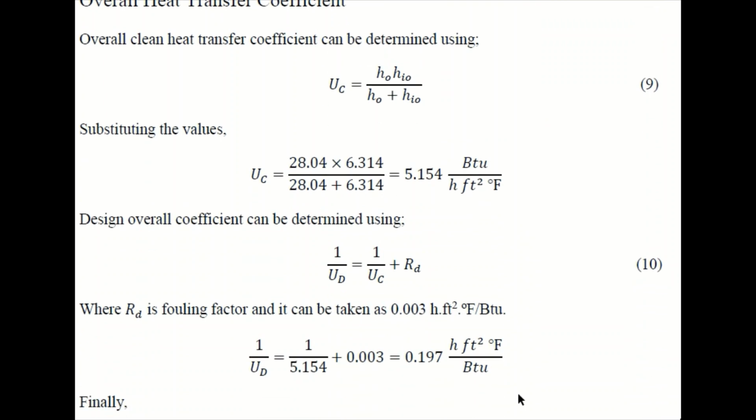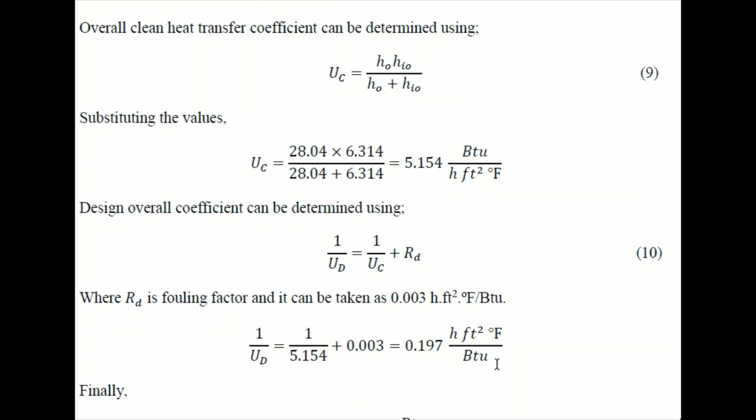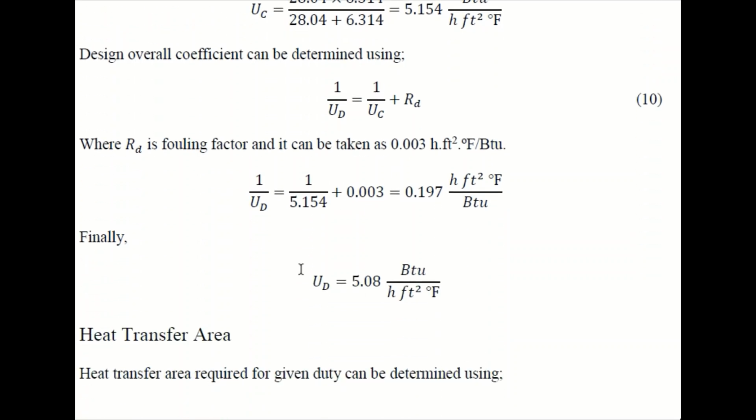Then since we know that there is fouling in heat exchangers, we need to account for that fouling in the design as well. So this fouling factor is taken as 0.03. So after substituting these values, we finally obtain the design overall heat transfer coefficient as 5.08 BTU per hour feet square degree Fahrenheit.